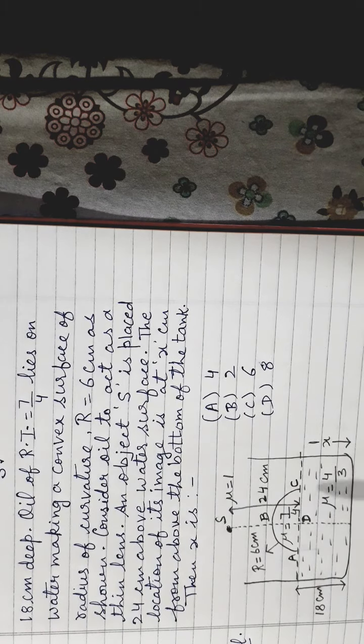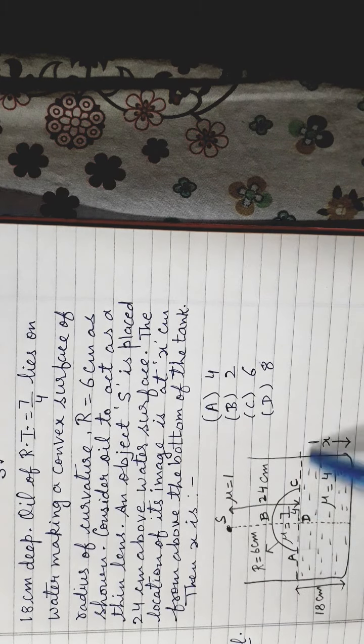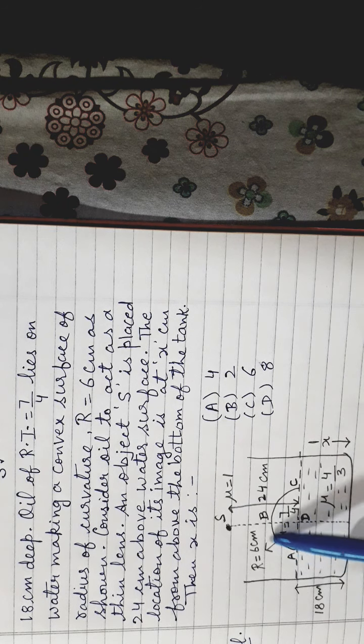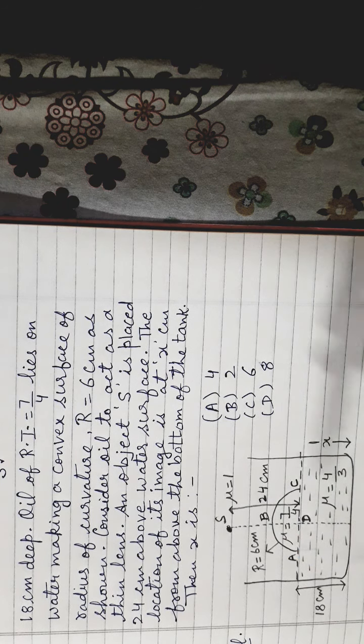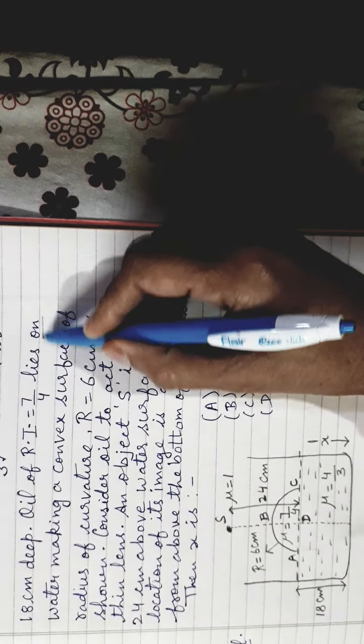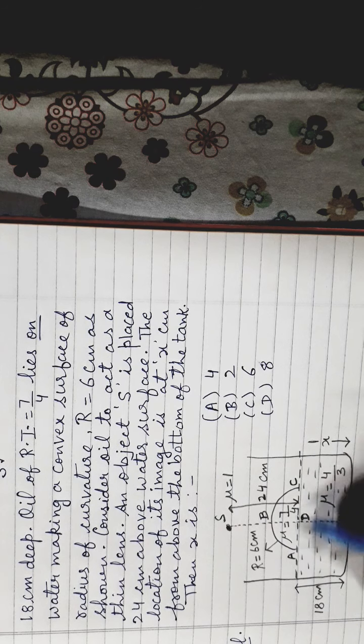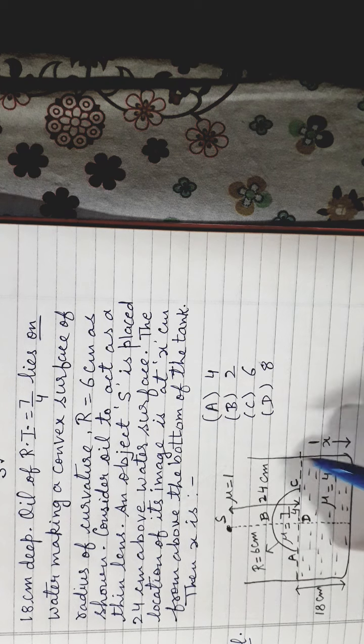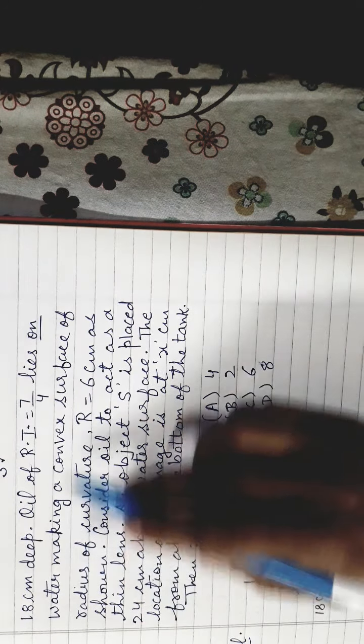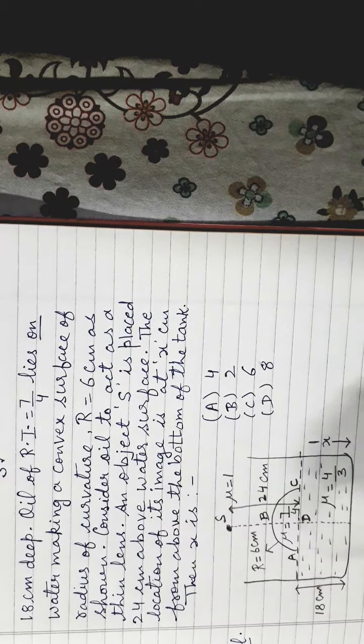The question is like this. There is water in a beaker whose refractive index is 4/3. The oil drop lies on water. Here you see, lies on water means the oil drop is on the top of the water level. It is not inside the water level. It is on the top of the water level. It is making a convex surface of radius of curvature r.